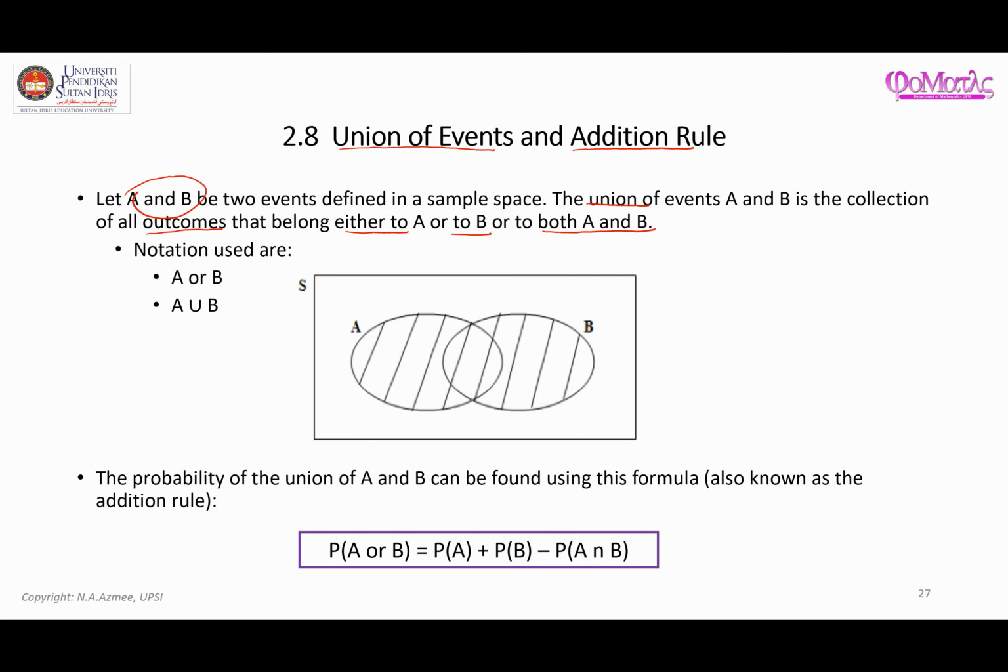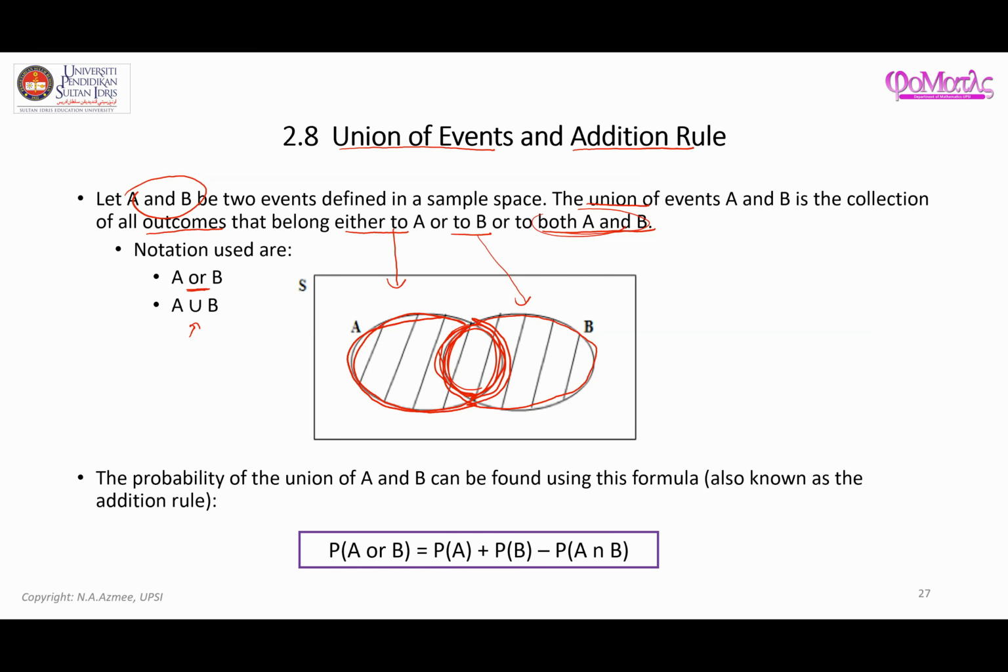So in other words, we are talking about outcome that belongs either to A, so just A, this area basically, or just B, so B is just this area, or we can also talk about them being in both A and B, so this middle area where we've got the intersection between two sets. And when we talk about the notation used, it will be the word or this symbol. So this is the union symbol, okay?